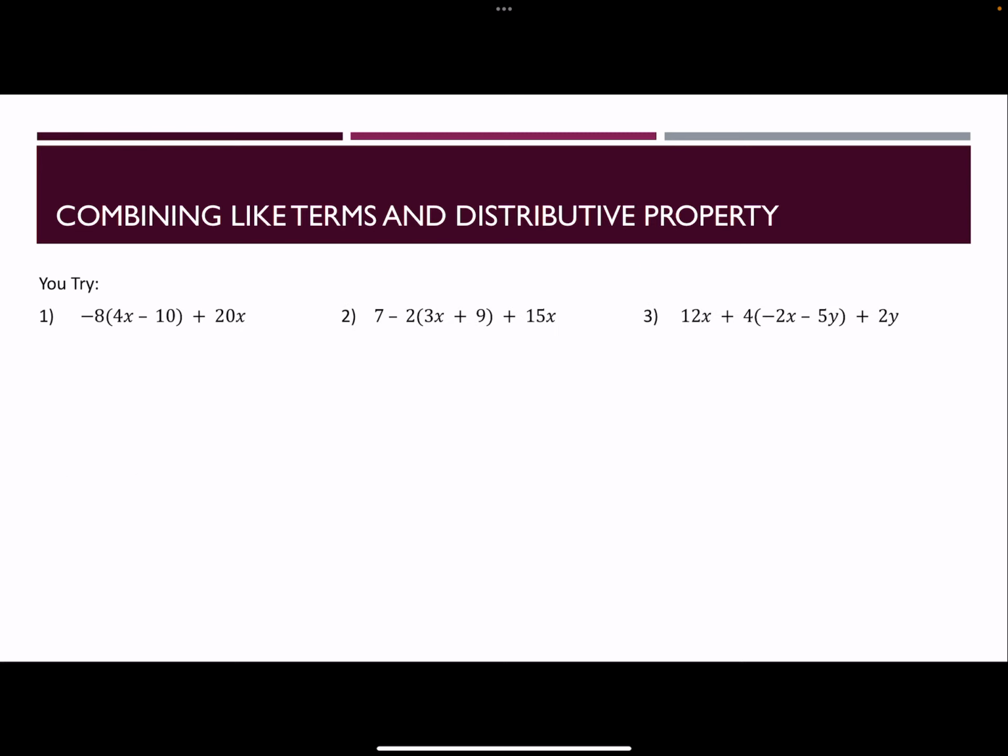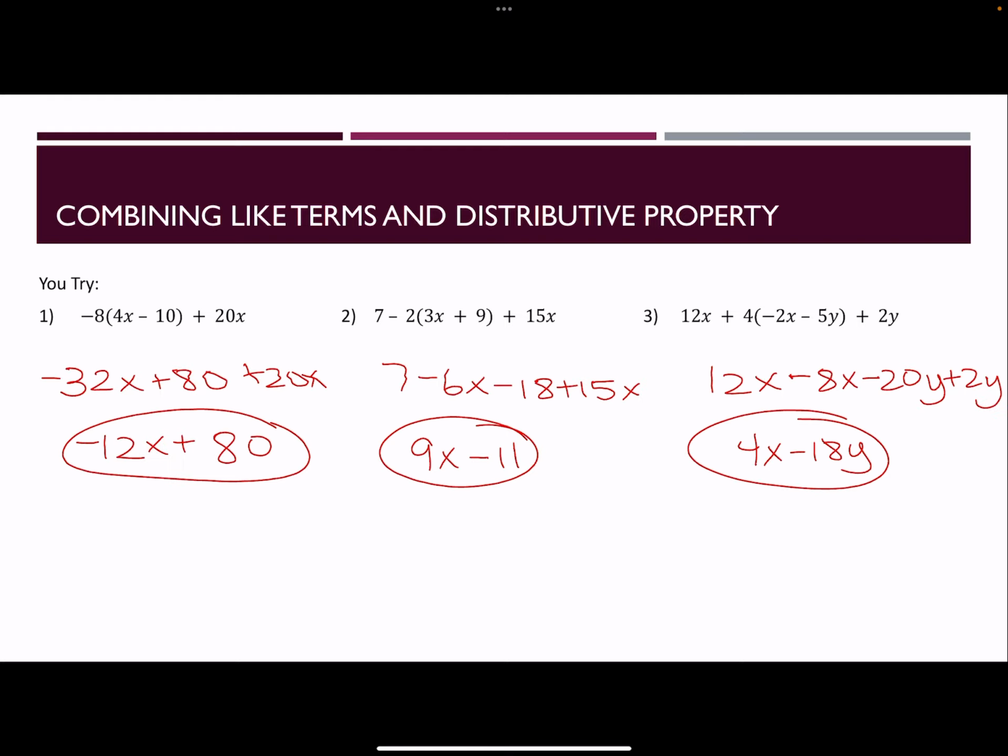Okay, so just like we have done before, here are some practice problems. Again, pause the video, try these, and then I'll unpause it and you can check your answers. All right, here we go. Here are your answers. Keeping in mind, we're following PEMDAS, following order of operations.